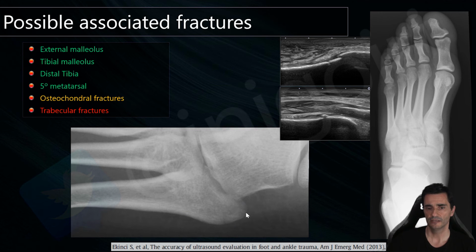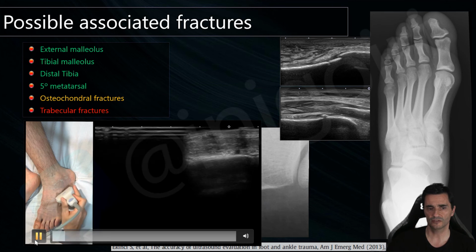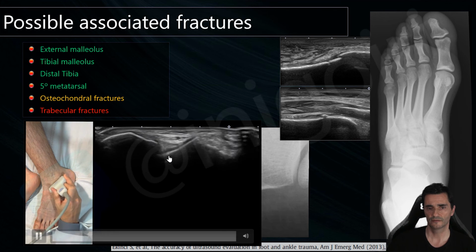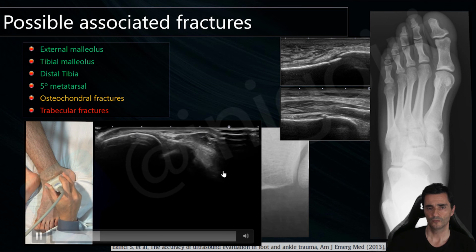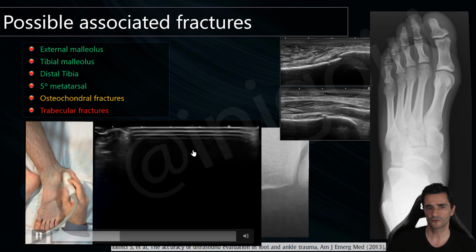Other examples, this is more frequent, the classic image. We are not so sure, but something is happening here in the base of the fifth metatarsal, and with ultrasound we start at the anterior talofibular ligament. Here it's normal. We continue. This is the anterior inferior tibiofibular ligament, normal too.